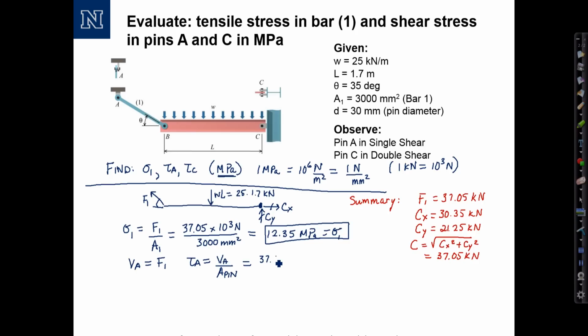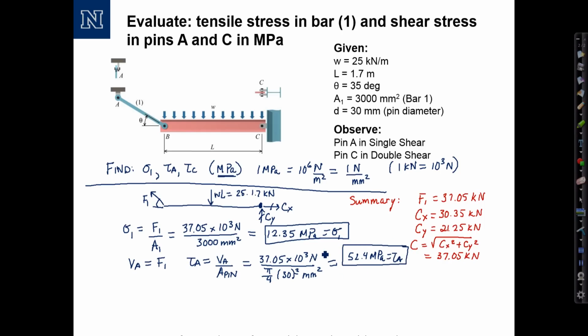The shear is equal to 37.05 times 10 to the third newtons, but the area of the pin comes from the diameter of the pin. And we can calculate that as pi over 4 times 30 squared, which is the area of a circle with units given in diameters, and the units are in millimeters squared. So again, newtons per millimeter squared. This will give me an answer in megapascals, and I should get 52.4 megapascals for the shear in pin A.